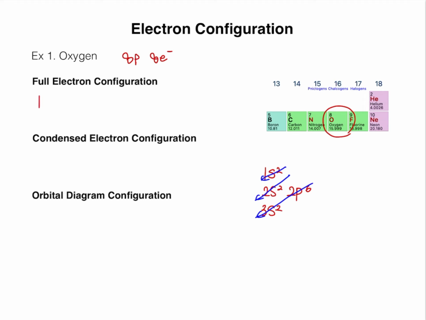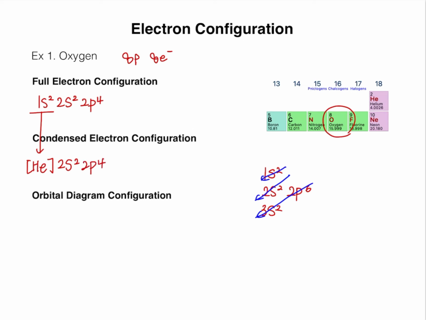The full electron configuration would be 1s2, 2s2, and 2p4. This is because there are 8 electrons that make up oxygen. We know that 1s2 is the electron configuration for helium. So when writing the condensed electron configuration for oxygen, we can write it as [He] 2s2, 2p4.